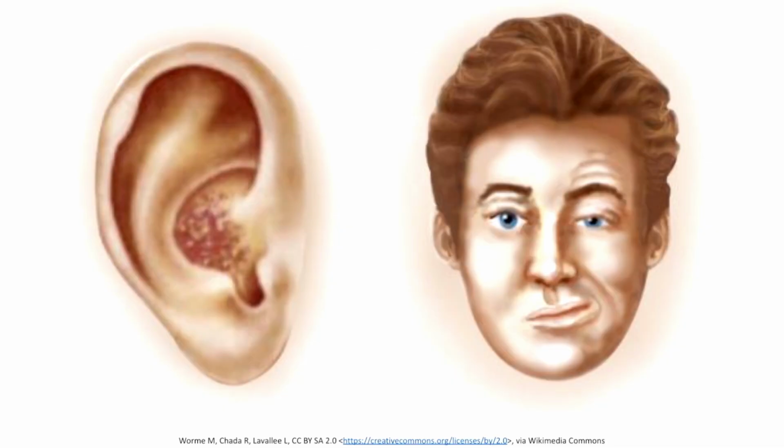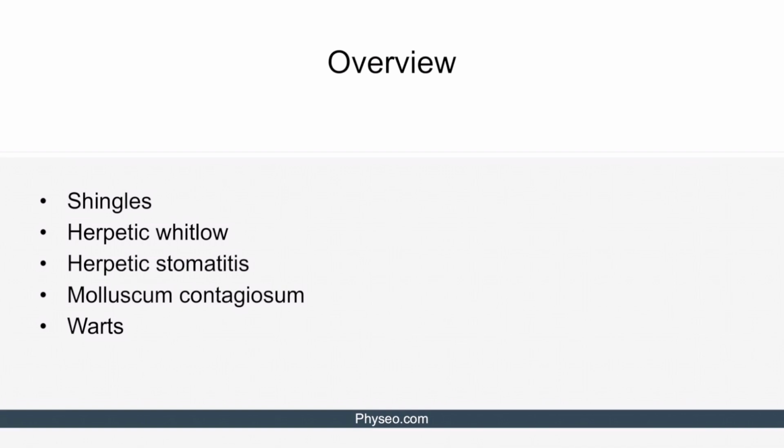Here's a picture that depicts the features of herpes zoster oticus, or Ramsay-Hunt syndrome. Notice the red rash over the right ear and features of facial paralysis on the right half of the face, such as no forehead wrinkles, widened eye, and no visible nasolabial folds, and of course, drooping of the right corner of the mouth. Let's move on to herpetic whitlow.